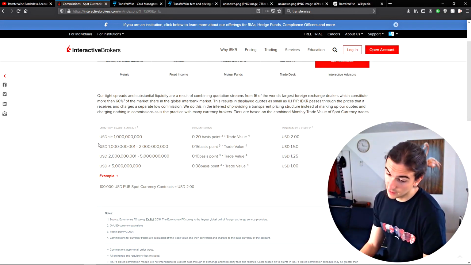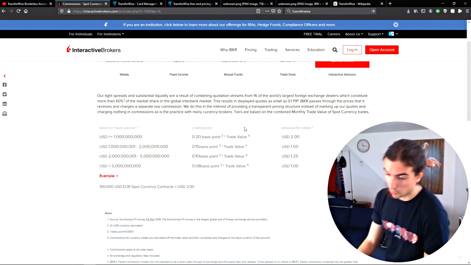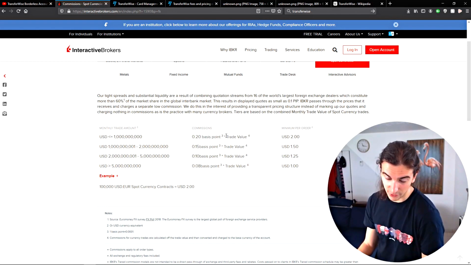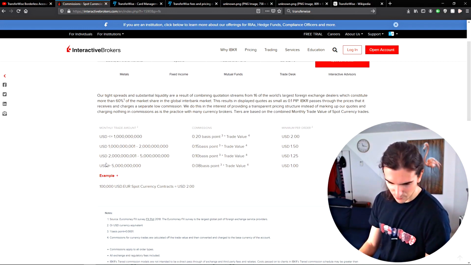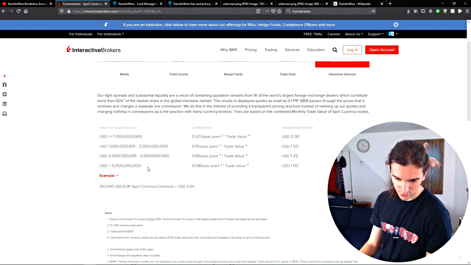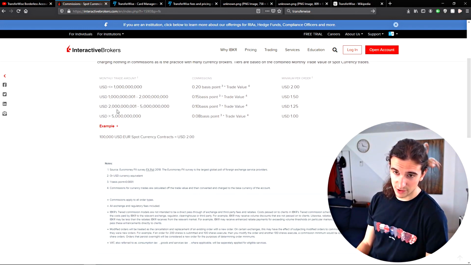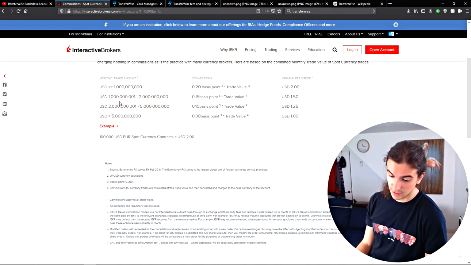Okay, so what they say here is that the minimum per order is going to be $2. And they have this here, about 1/5 of a basis point times the trade value. I'm not 100% sure what this means, but basically that's their tiered structure for commissions. I don't think the average person does this amount of volume in currency exchanges. The thing with IB is that the commission for exchanging currency is much, much lower, and you're going to see that when you exchange it in that account.